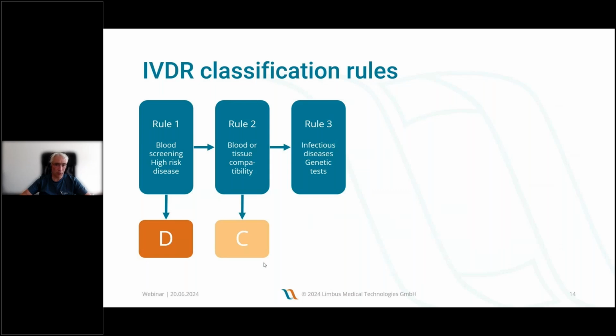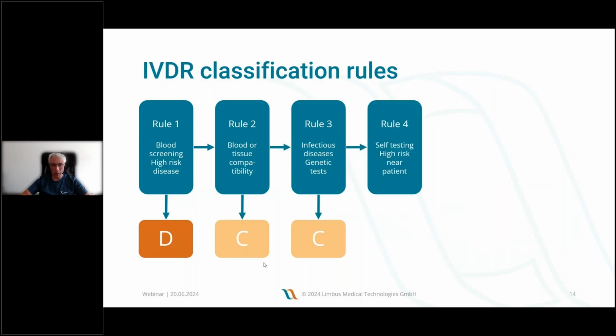It concerns infectious diseases, genetic tests, prenatal testing, cancer diagnostics. All this is under rule number 3. These devices should all be considered Class C devices. If that would not apply, there's another rule about self-testing, which would also be Class C.